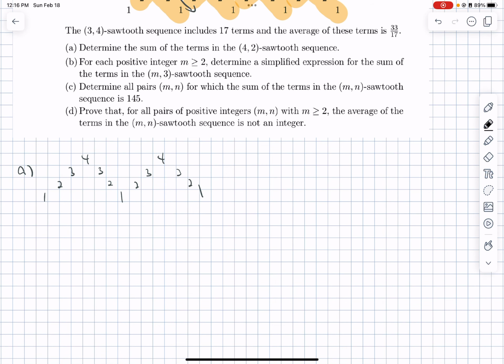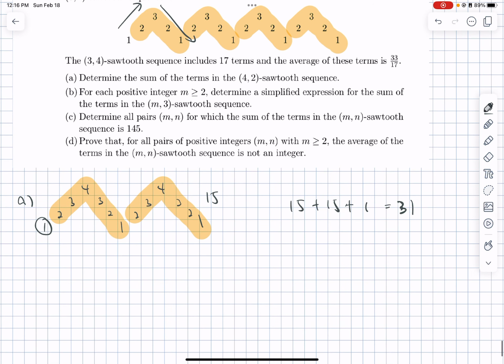Let's highlight one of the sawtooths. So what is the sum of this orange highlighted section? Well, there's 4 plus 2 3s, that's 10, plus 2 2s, that's 14, plus 1, that's 15. So this orange highlighted section has a sum of 15. Note there's 2 identical highlighted sections, so that's 30, and then we have a 1 at the start. So it's going to be 15 plus 1, this is equal to 31. And that's the answer for part A here, 31.